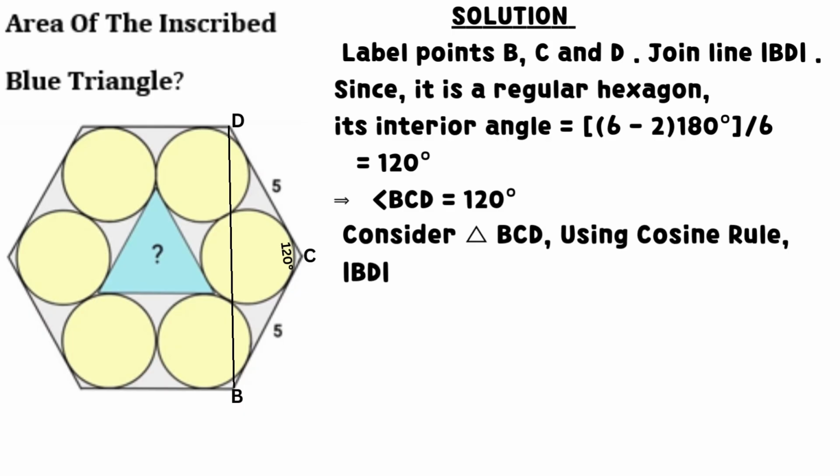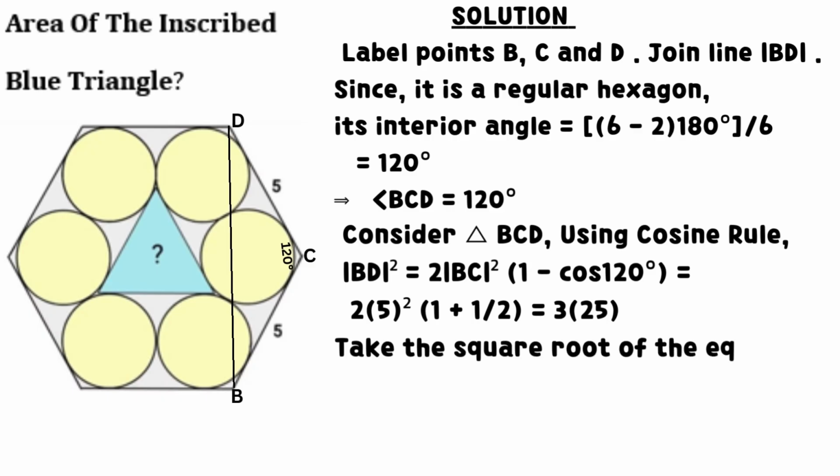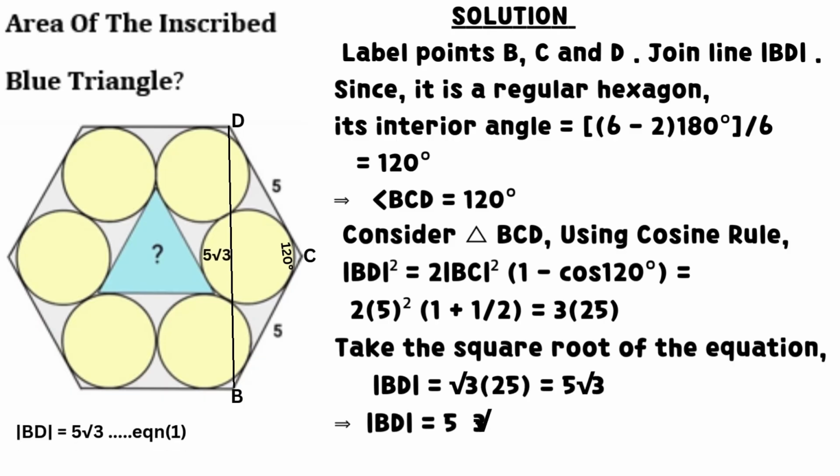Consider triangle BCD. Using the cosine rule, the square of line BD equals 2 times the square of line BC times (1 minus cosine 120 degrees), which equals 3 times 25, as shown on the screen. Take the square root of the equation. Line BD equals the square root of 3 times 25, which equals 5 times the square root of 3. We call it equation 1.